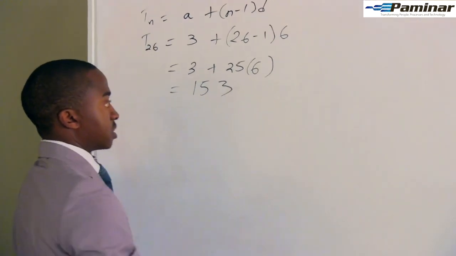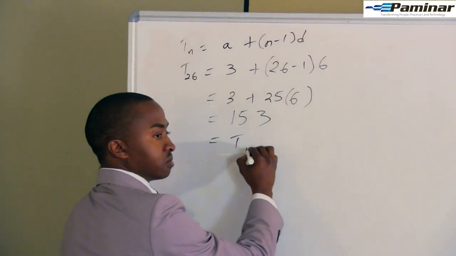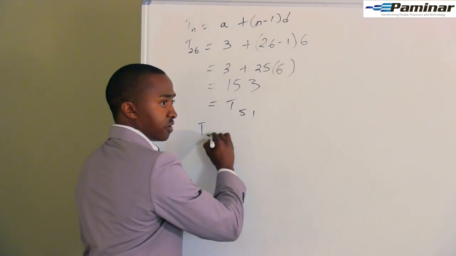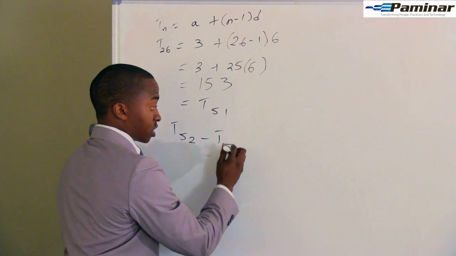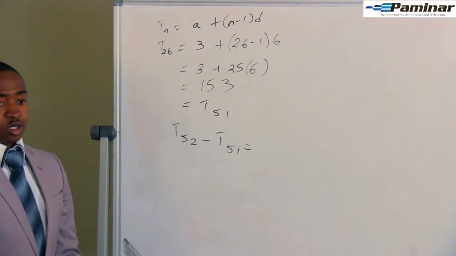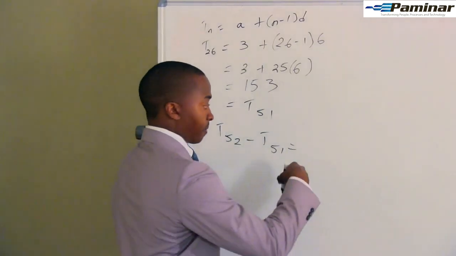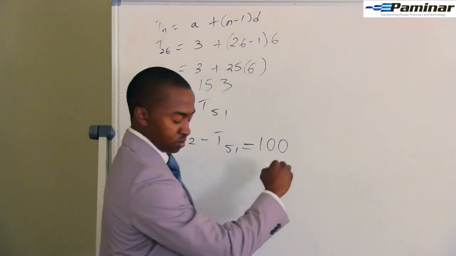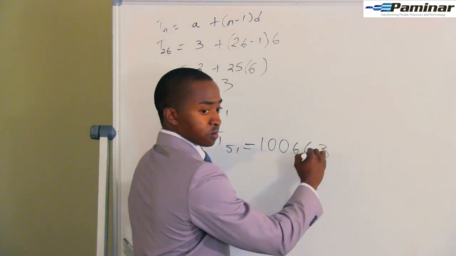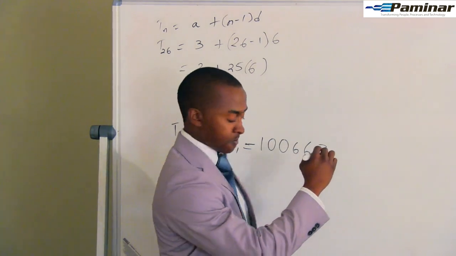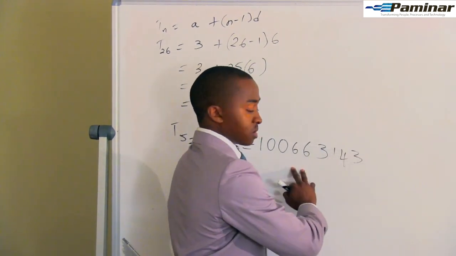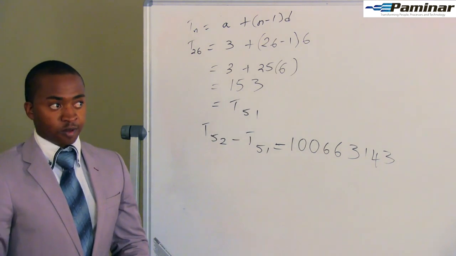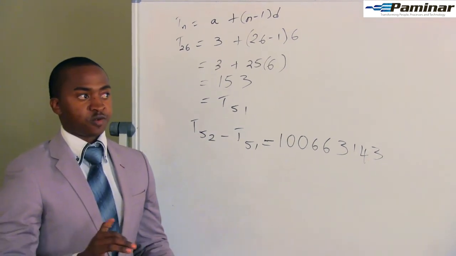153. Perfect. And this is our T51. Then the last thing to do is simply subtract your T51 from your T52. And what answer do you get if you do that? Someone confirm it with me? 1 0 0 6 6 3 1 4. 3143. Okay. Perfect. So that's your answer for question 3.2.